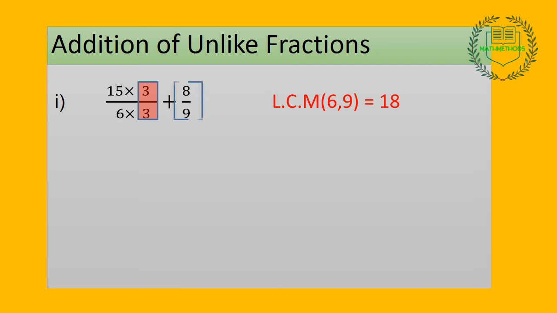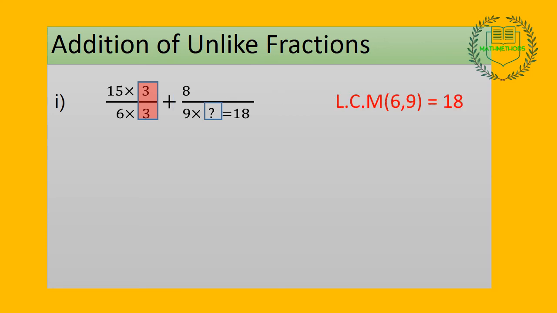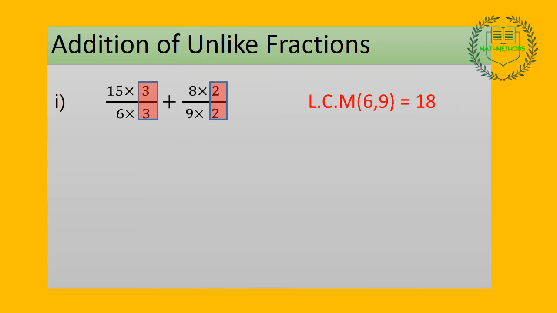Now we go to the next fraction, that is 8 upon 9. Again, the denominator 9 multiplied by what equals 18? And the answer is 9 multiplied by 2 equals 18. Now multiply the numerator also with the same number.